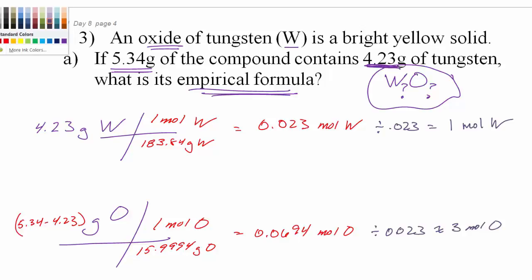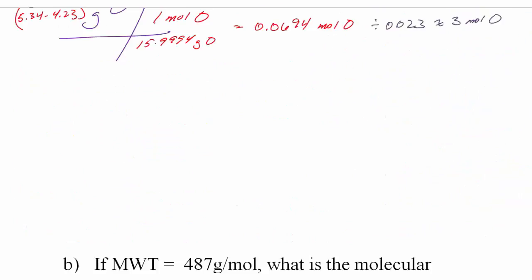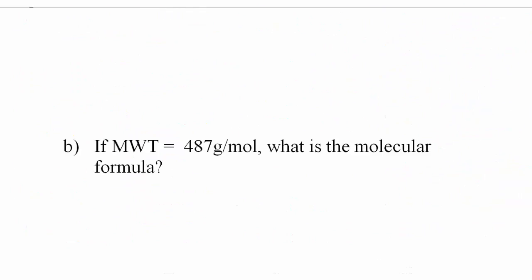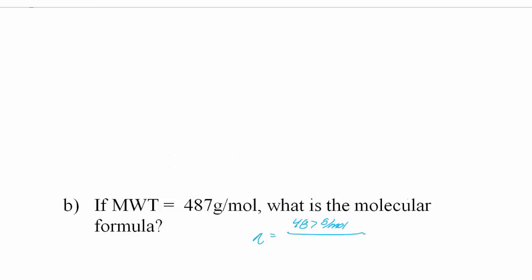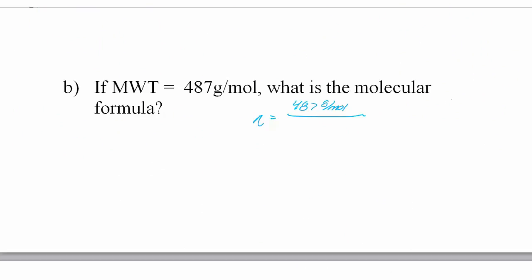So my final answer, for every 1 mole of tungsten, 3 moles of oxygen. If the molecular weight is 487, what's the molecular formula? So my n is going to be 487 grams per mole divided by the empirical weight. So the empirical weight, WO3 is the empirical formula.